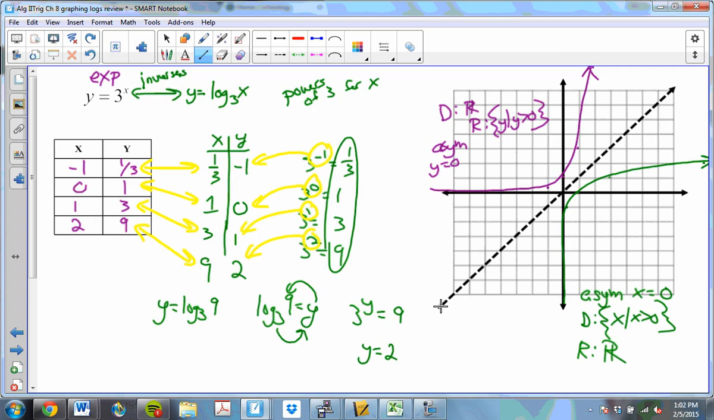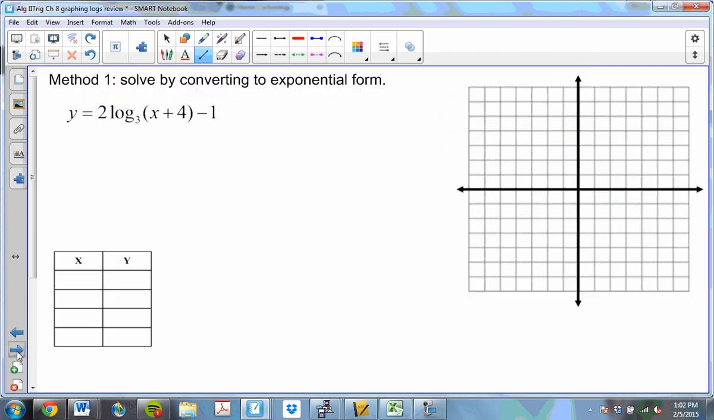Okay? Basic logarithm review. Now let's graph one. Take an equation that's about as bad as I can make it. I suppose I could have made this a negative 2, but other than that, this is about as bad as it gets. I'm going to graph it by converting to exponential form, meaning I want to get out of log form into exponential form. So I'm going to get this by itself. First thing I do is add 1.